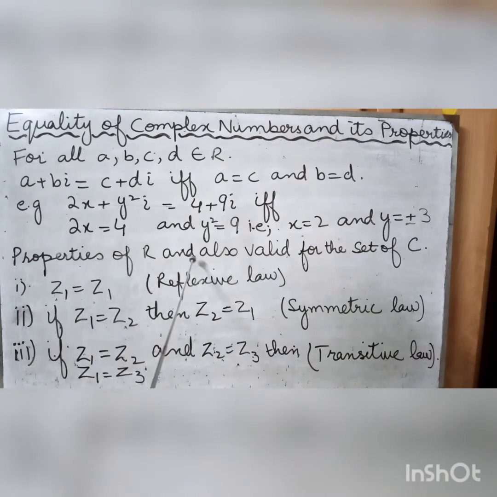Properties of real numbers are also valid for the set of complex numbers. First, z1 is equal to z1, reflexive law. Second, if z1 is equal to z2, then z2 is equal to z1, symmetric law. Third, if z1 is equal to z2 and z2 is equal to z3, then z1 is equal to z3, transitive law.